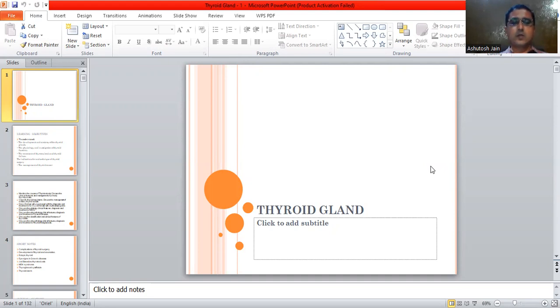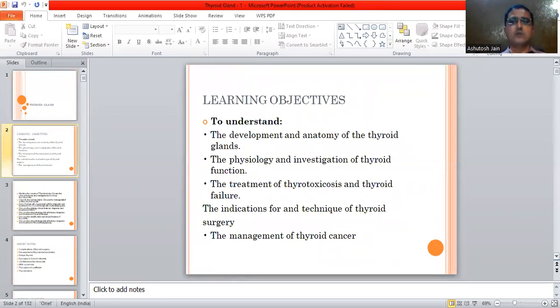Today we are going to study a very important topic called the thyroid gland. Okay, so moving on forward, we would be firstly studying what the learning objectives are in this topic. Learning objective means what you will be able to understand after studying this topic.